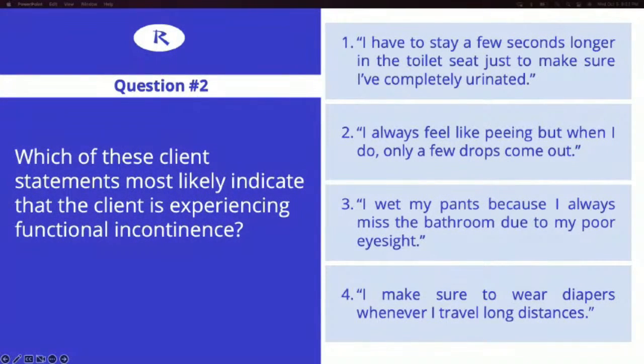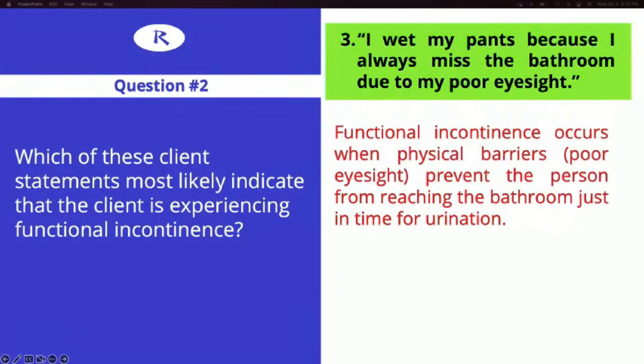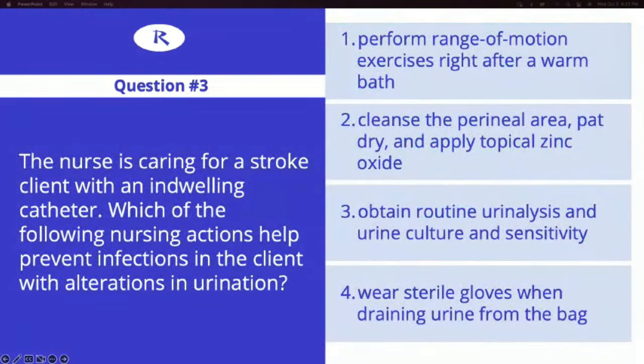The correct answer is absolutely going to be number 3. Okay. This happens when a physical or mental barrier, functional incontinence, occurs when physical barriers, this patient said, my poor eyesight, prevent the person from reaching the bathroom just in time for urination. Yes, absolutely. Okay. Next is question number 3.